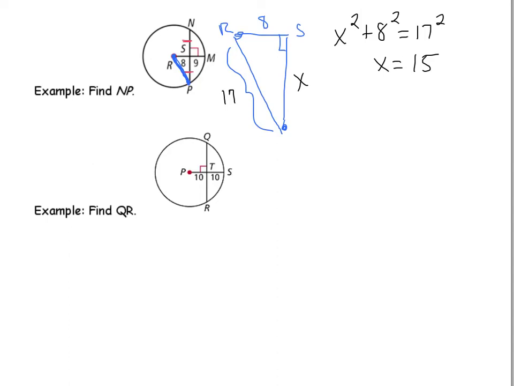So that means if the distance from S to P is 15 units, that's from here to here, that would mean that S to N is also 15 units. So the total distance from N to P would be 15 plus 15, so NP would be 30.